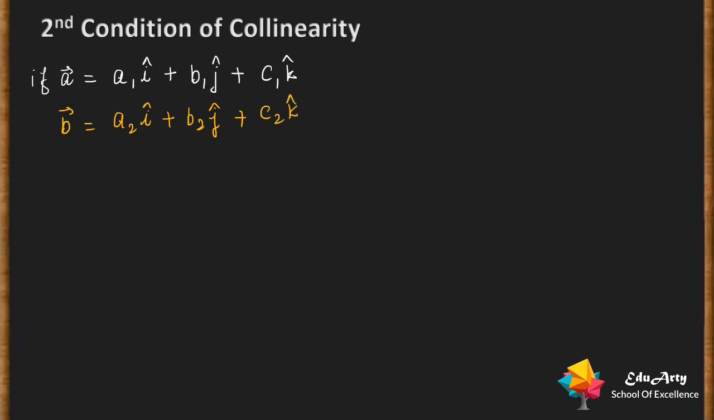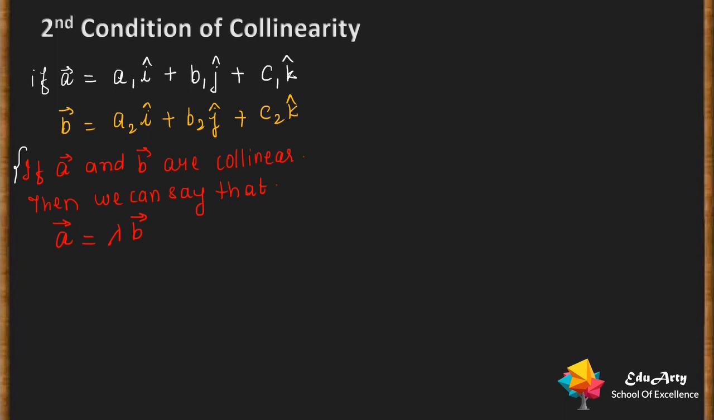Now if we say that A vector and B vector are collinear, correct? If they are collinear, then this condition will apply. According to our first test of collinearity, we can say that A vector is equal to lambda into B vector, correct? We can say this, right? Now let us substitute, I'm going to do it on the other side.